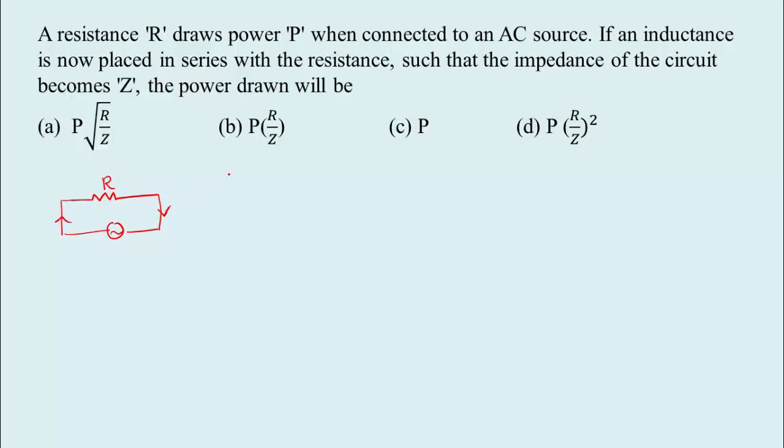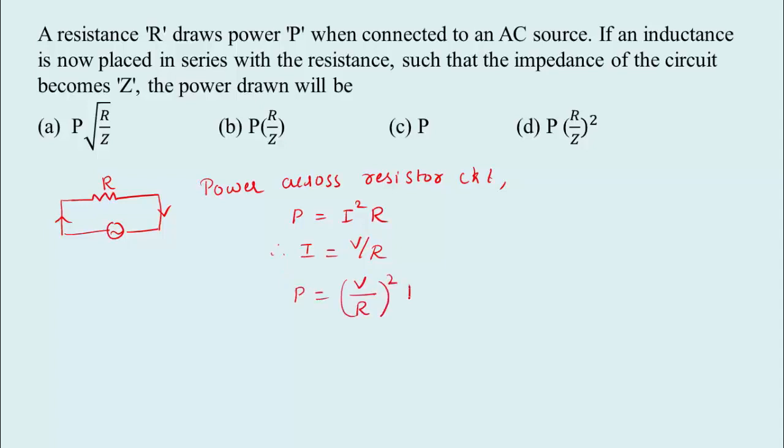So for power across a resistor circuit, we have the relation P equal to I square R. We can use this equation. This is power across the resistor. But we know that I equal to V divided by R. This is according to Ohm's law. So we can write the above equation as P equal to V divided by R whole square into R. Let us take it as case 1, equation number 1.